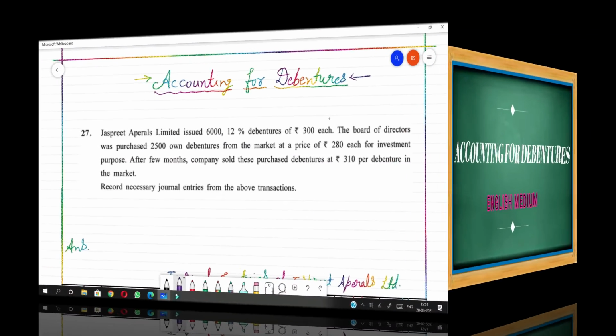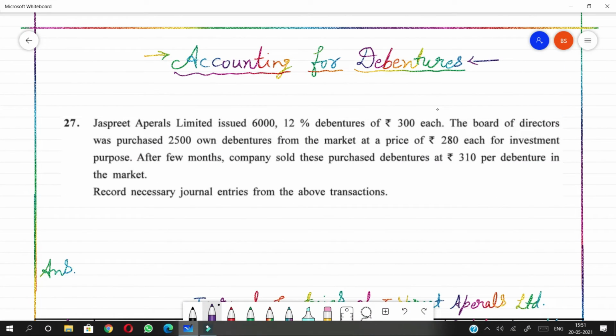Good morning students. Today we are going to understand the next sum from accounting for debentures.